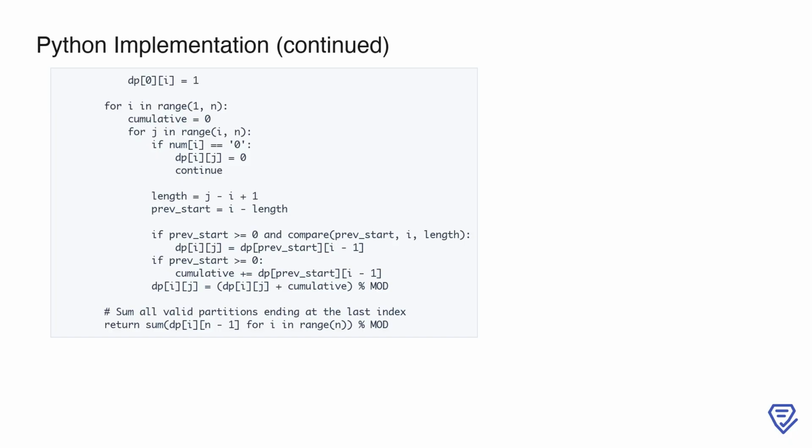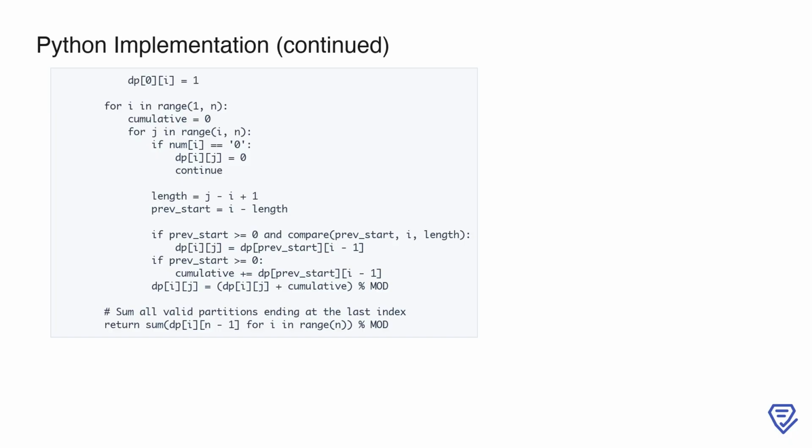We then set up a dynamic programming table, DP, as a two-dimensional array initialized to zeros. Here, dp[i][j] will store the number of ways to partition the substring number[0..j] such that the last partition starts at index i. We initialize the first row of the table by setting dp[0][i] to 1 for all valid i, since any prefix of the string can form a valid partition starting at the beginning.